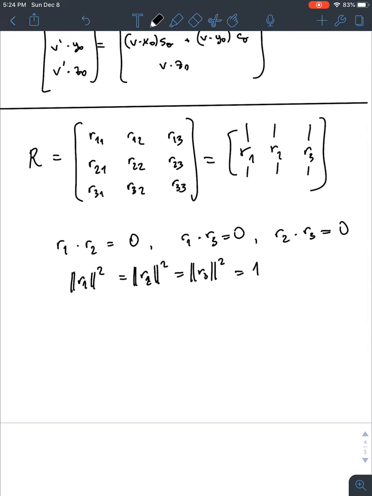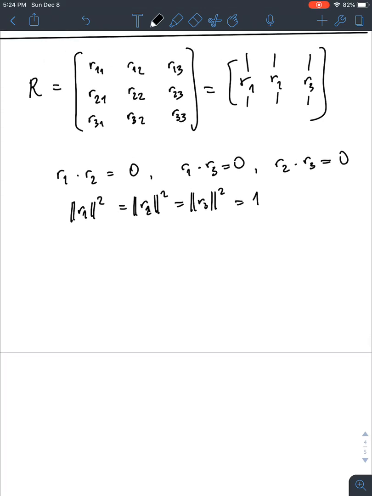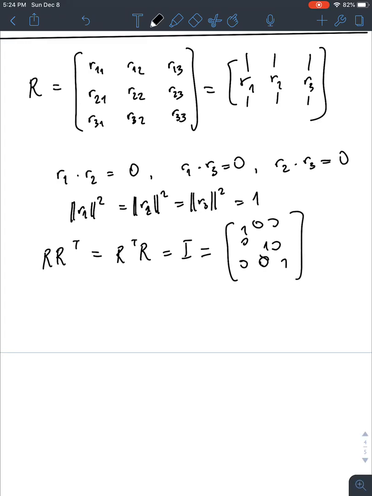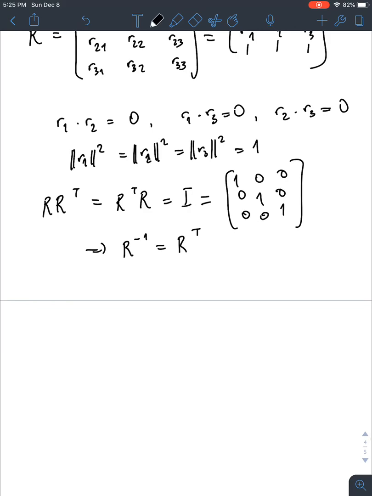We call this a rotation matrix, okay? So in matrix terms, this can be written as R times R transpose equals R transpose times R equals the identity matrix. Remember, the identity matrix is the matrix with ones on the diagonal. This also implies that the inverse of a rotation matrix is actually its transpose. In general this is not true: the transpose of a matrix is not its inverse, but for a rotation matrix, it is true.